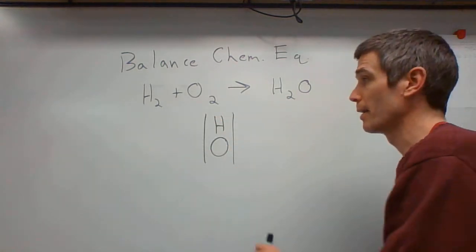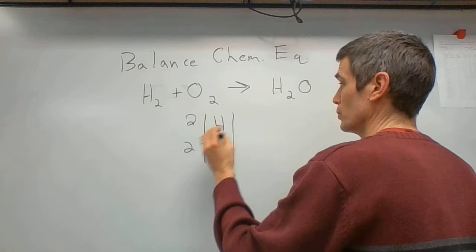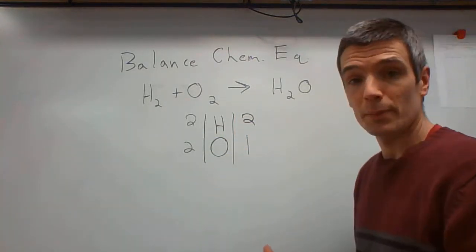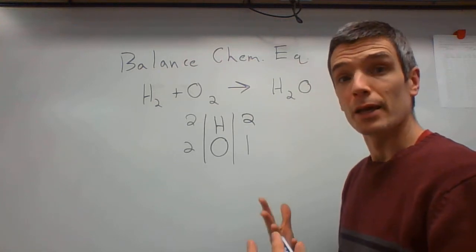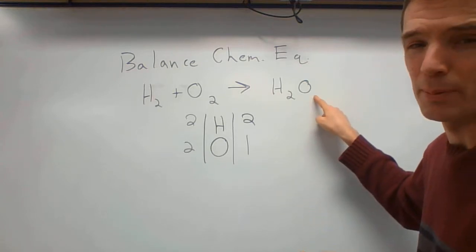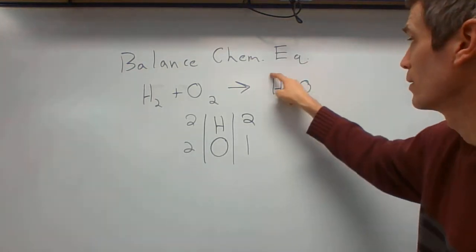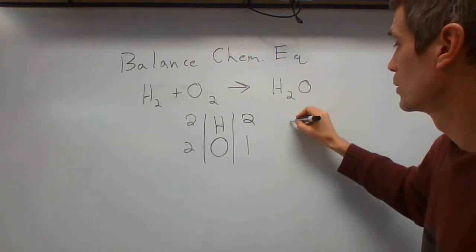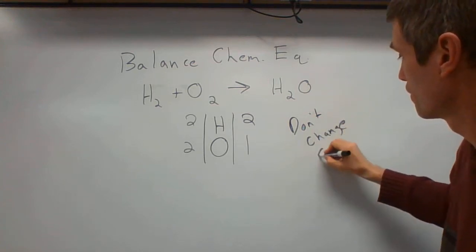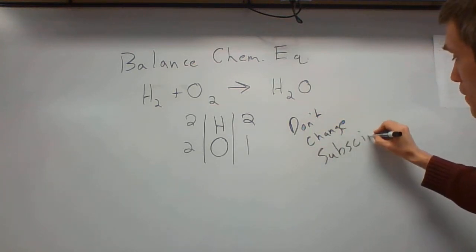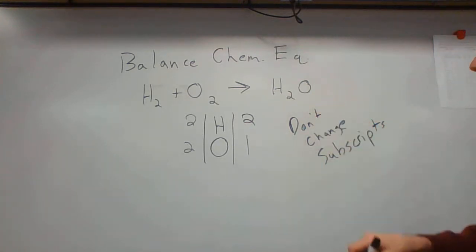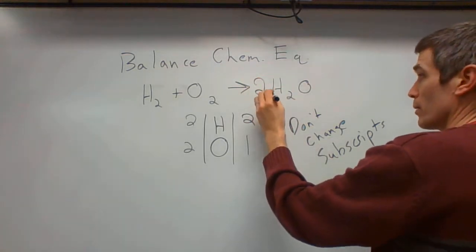I can track how many I have. I've got 2 and 2 and 2 and 1. And I can only manipulate the coefficients in this process. I could just put a 2 there and then it would be balanced, but I'd be manipulating what it is. So don't change your subscripts. So I'm going to put a 2 there.